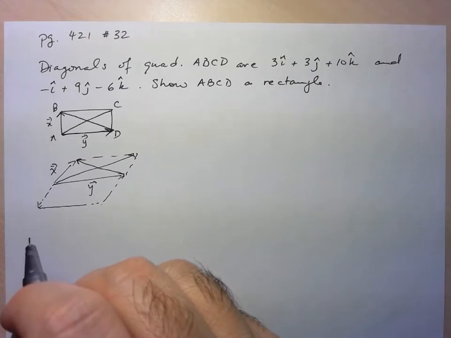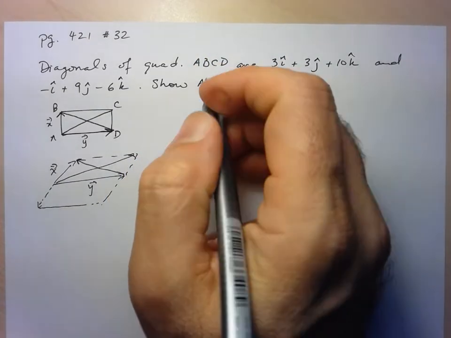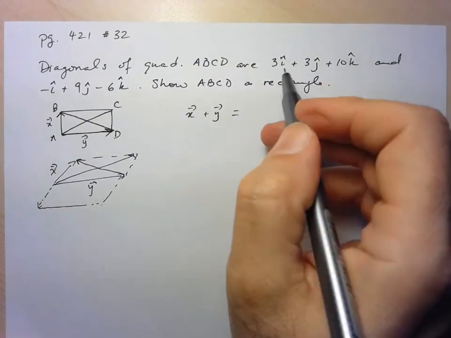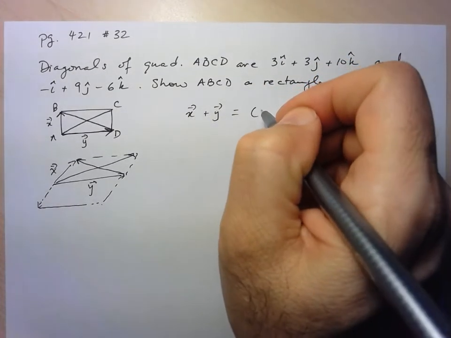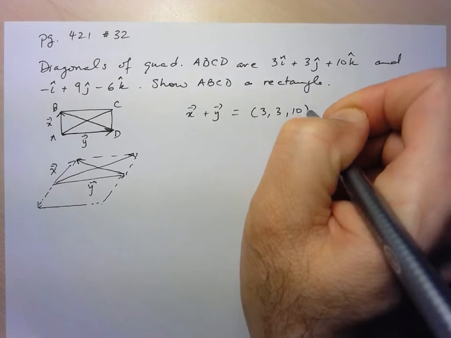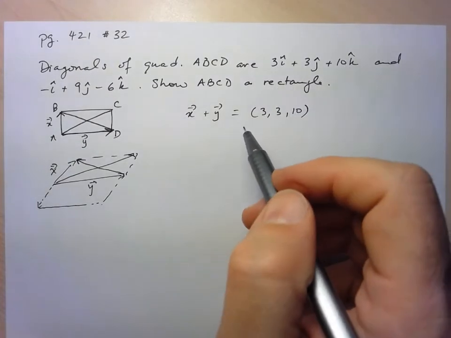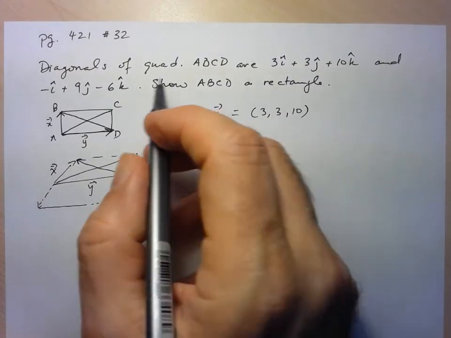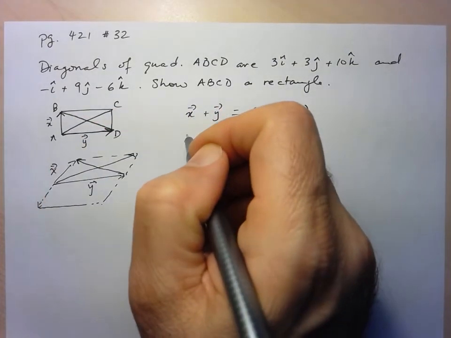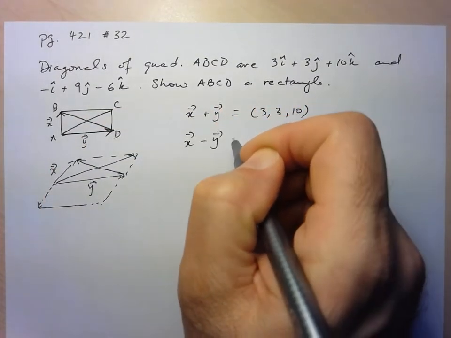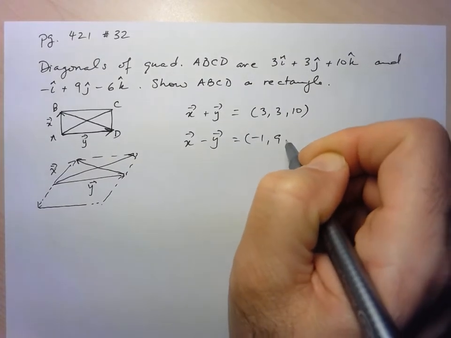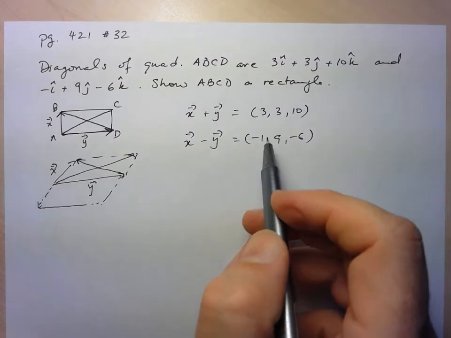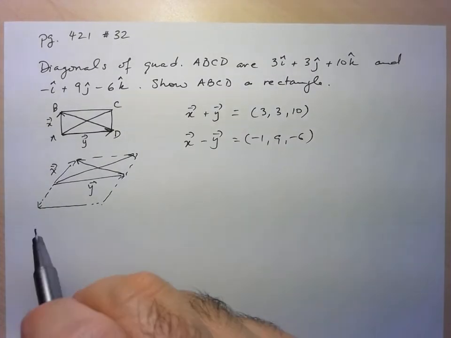Okay, so what we have is X plus Y. Let's say that's equal to this first vector, so 3, 3, 10. By the way, there's no need to work in standard basis form, it's easier to work in component form. And let's take the other vector to represent the difference, X minus Y. That'll be equal to -1, 9, -6. So the question is how can I use these diagonals to determine the actual vectors themselves?